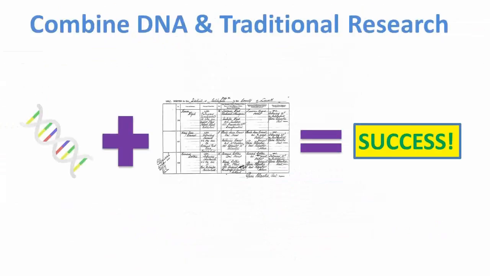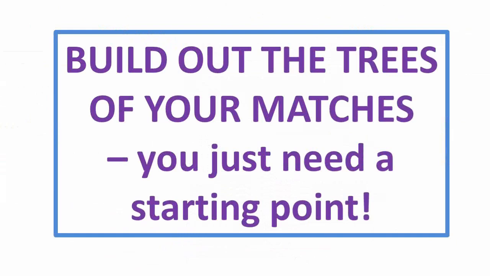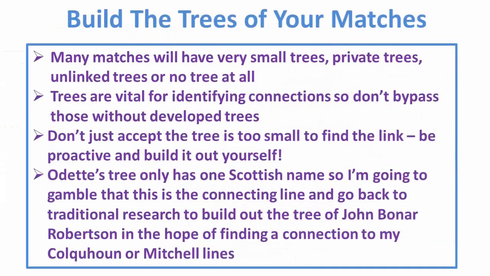So what do I do now? Well, this is the point at which I need to go back to the records. I have to combine the DNA and traditional research. That is the way to be successful with using your DNA matches for your family tree. So, just like you want to build out your own tree as best you can, build out the trees of your matches. You just need a starting point, and I've got one here with John Bonar Robertson.